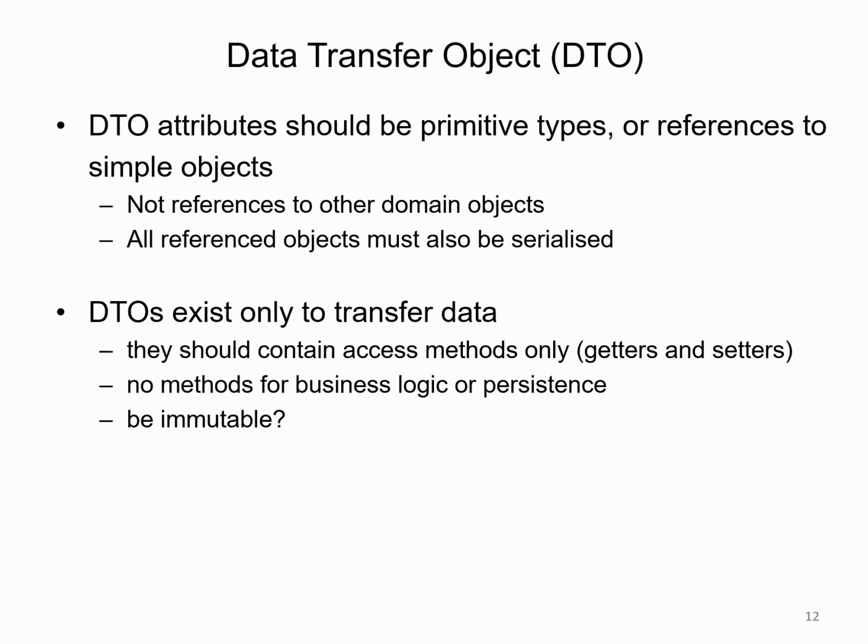Now, DTOs exist only to transfer data. Therefore, there should only be the access methods, the sets and the gets. There should not be any business logic. There should not be any persistence logic. It's just a box into which we drop data and then send the box across the network. And it might well be that we want to make these immutable objects. Immutable objects are those where we use the constructor method to set the initial values for the attributes and then only provide get methods. So the values that are set in the constructor will never change for that object.